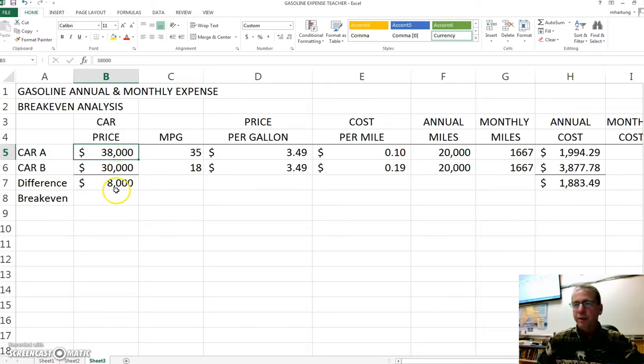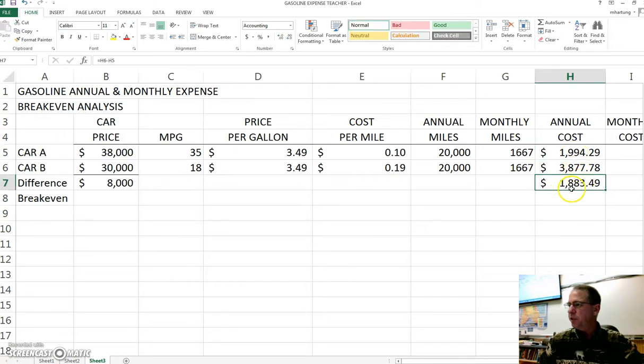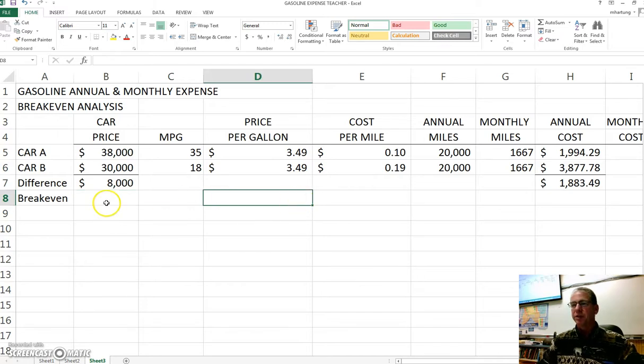What we want to look at is car A is $8,000 more than car B. Car A we have to pay more for that car. It gets higher mileage. It's going to save us money. Do you see that? How much is it going to save us a year? Yeah, about $1,900. So if we get car A instead of car B, we will save in gasoline expense about $1,900 a year. Is that good? Maybe. Maybe it is. That's why we're doing this analysis, to find out, because there's other factors to consider.